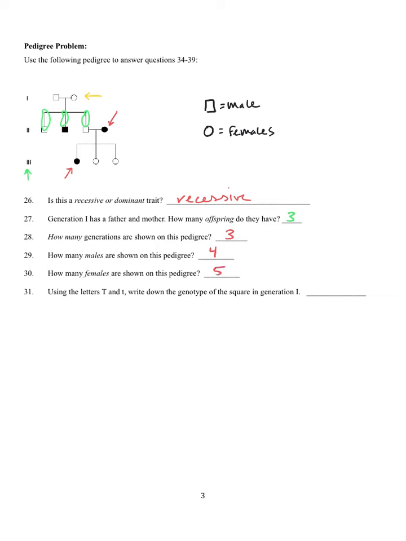And 31 says, using the letters capital T and small t, write down the genotype of the square in generation 1. So we're looking at the square that's here. Notice that he does have a child who shows the recessive trait. That means that he has to be heterozygous, so his genotype would be big T, small t.